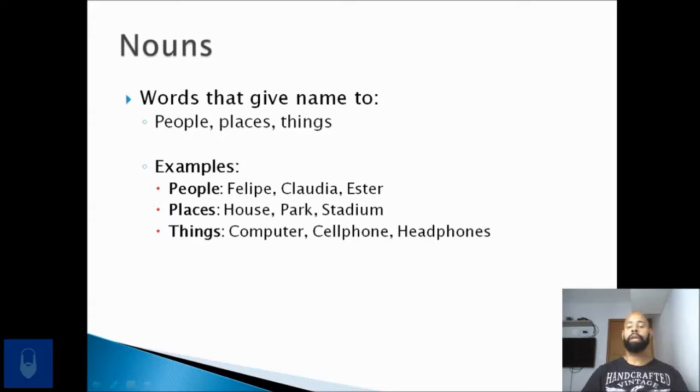Então, aqui nós temos alguns exemplos. Words for people, we have Felipe, Claudia, Esther, their name, my name, our name. Names for places, for example, house, park, and stadium. And things, computer, cell phone, and headphones. Okay?